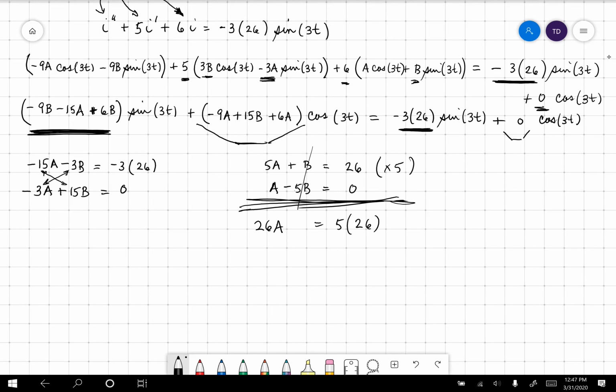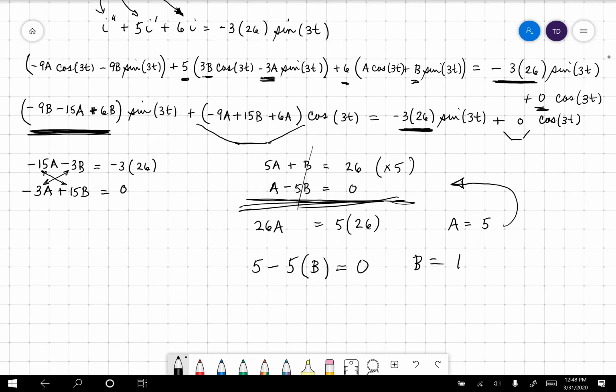Sweet. So we end up with a is equal to 5. So a is equal to 5. Now let's plug that in here and get b. 5 minus 5 times b is equal to 0. That's easy to see. B equals 1.